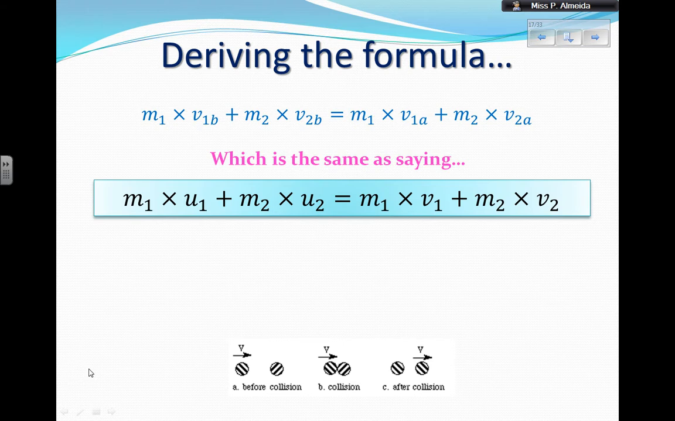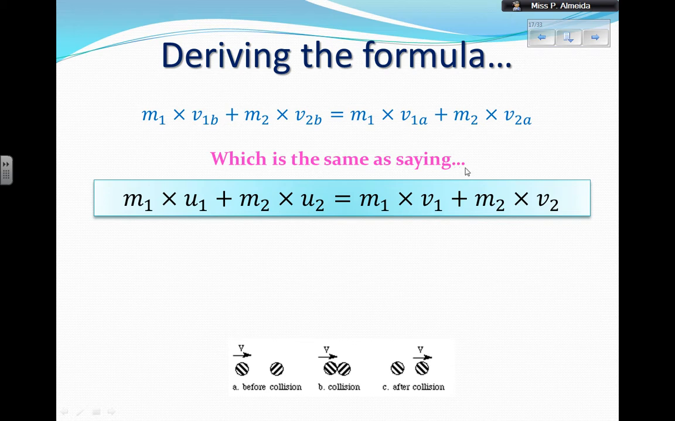Now, in case you do not understand why the formula should be that way, I'm going to show you how you can derive the formula, okay? So the formula for conservation of momentum is there written: m1 v1b plus m2 v2b, so you know the formula. And I'm saying the same way, but now instead of using b and a, I'm going to use u for velocity before and v for velocity after, which is something that you do later on in physics, okay? So I'm going to write it this way, all right?